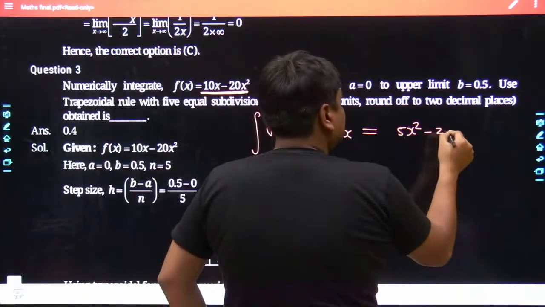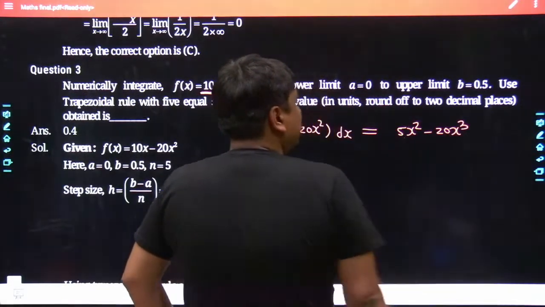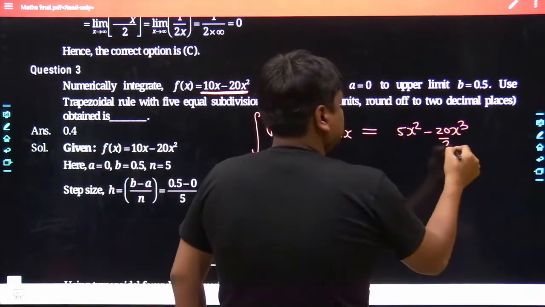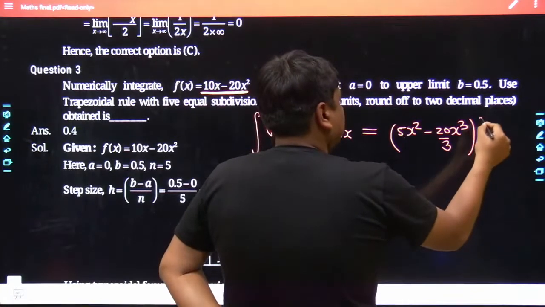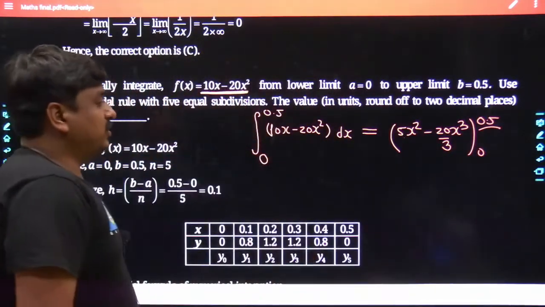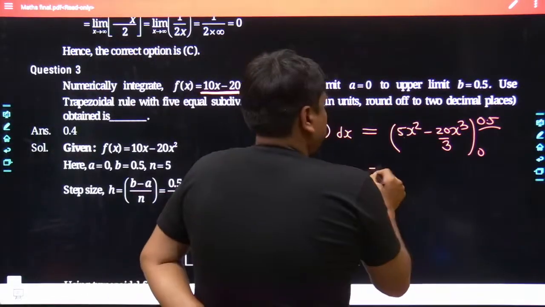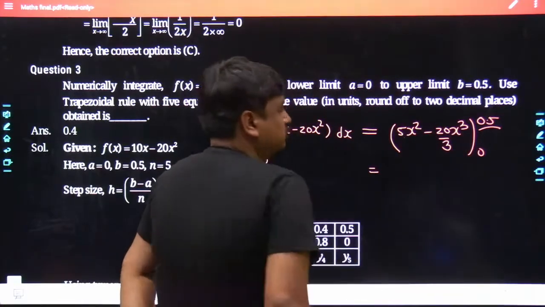Similarly, the same concept goes with this factor. Here it becomes minus 20. Once you integrate, it becomes x cube, and in the denominator it would be just 3. Now we have to feed in the limits. The lower limit stays at 0 and the upper limit goes till 0.5. Once we feed x equals 0, definitely this and this go out.